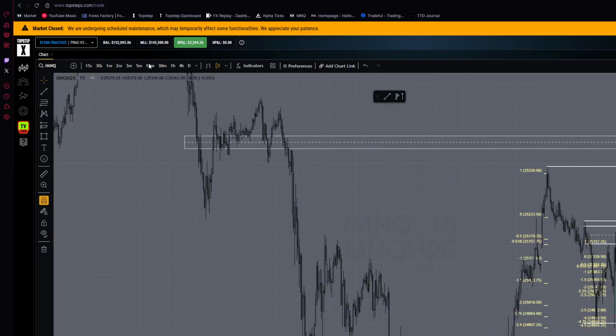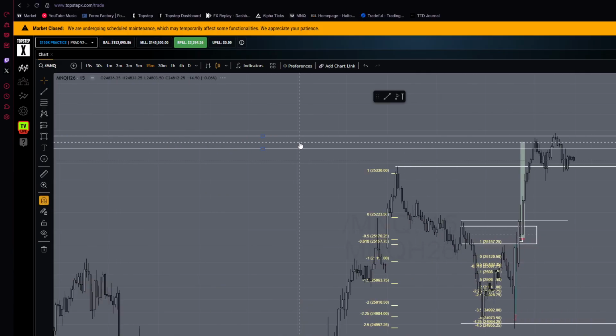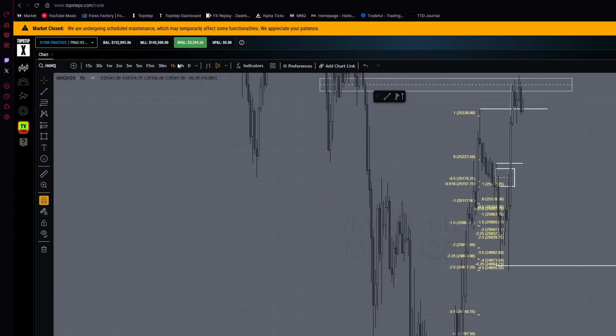Obviously my practice account, my eval, got locked out by accident, so I accidentally locked it out for 24 hours when I was trading Asia. So, getting into what I could have done better.